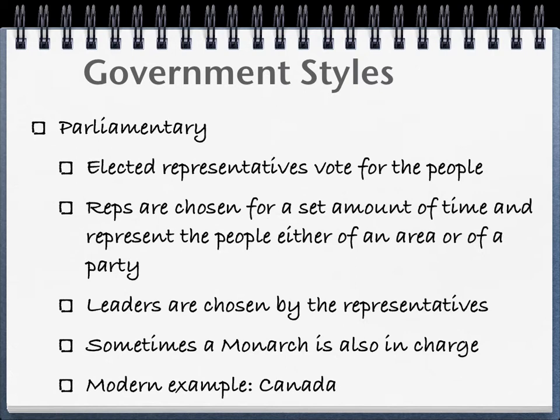When all this is said and done, though, those representatives choose the leaders of the government, who's usually called a prime minister. They have this in Canada, and they also have it over in Great Britain. Oftentimes, especially in countries that used to be part of the British Empire, there is also a monarch, a king or queen, who is technically in charge. Now, today they're a figurehead, but because that's just the tradition they have, technically the Queen of England is still the one who is the highest power in those countries.